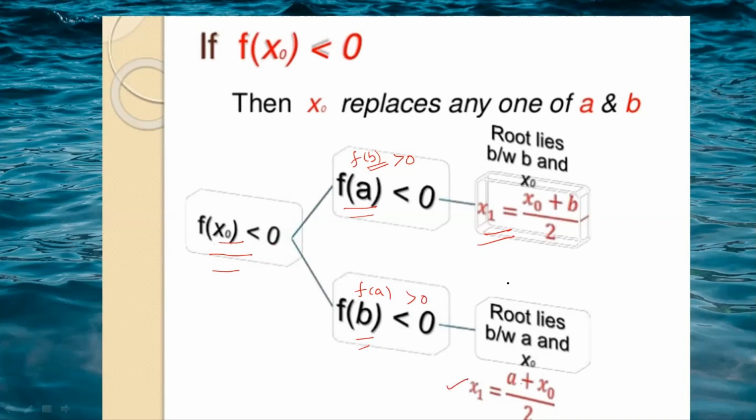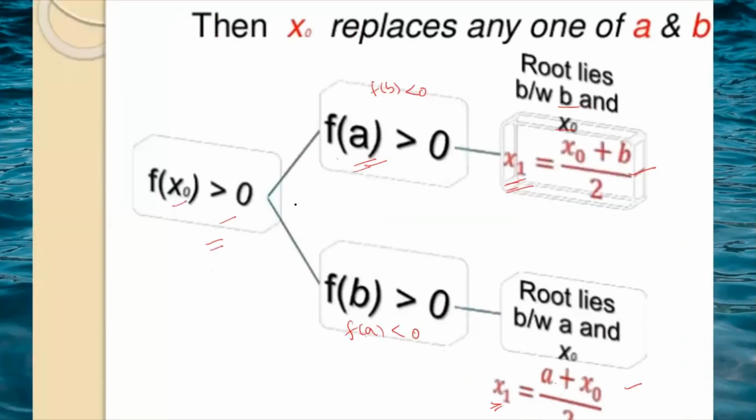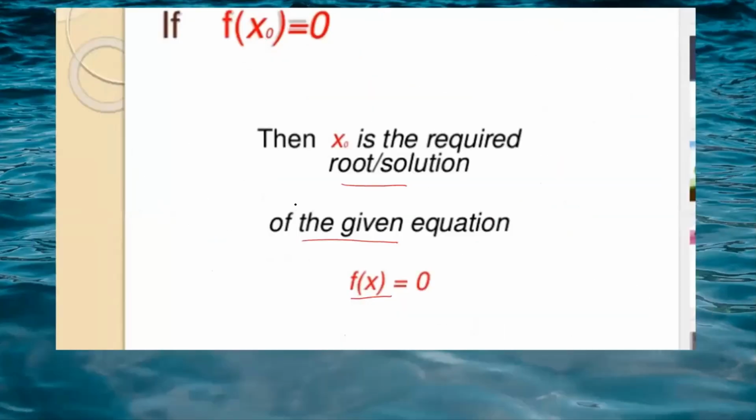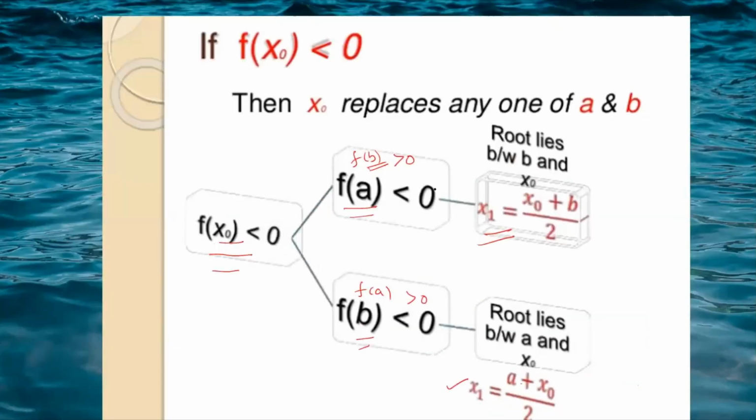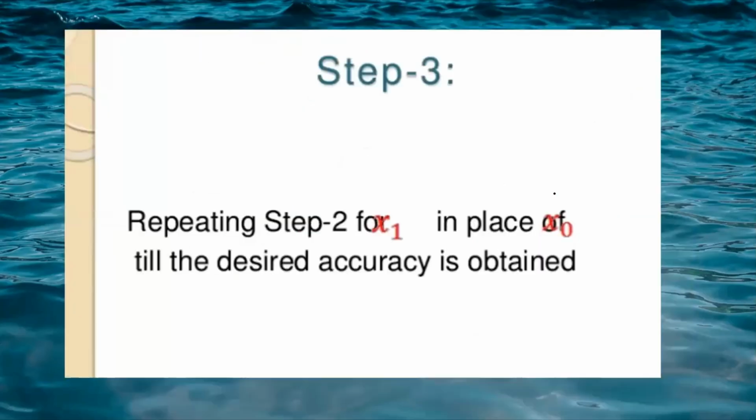So like this, you depend upon your problem. If it is greater than 0, apply the previous slide. If it is less than 0, take it like this. And the root should always lie between one value less than 0 and one value greater than 0. That you should remember. Okay. Next, repeat step 2 for x1 in place of x naught till the desired accuracy is obtained.